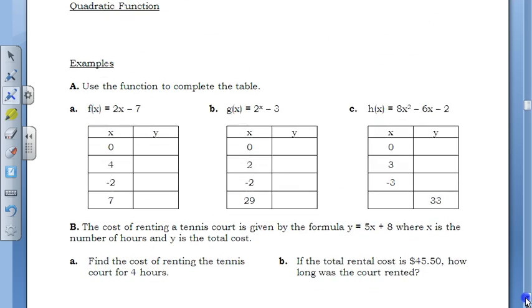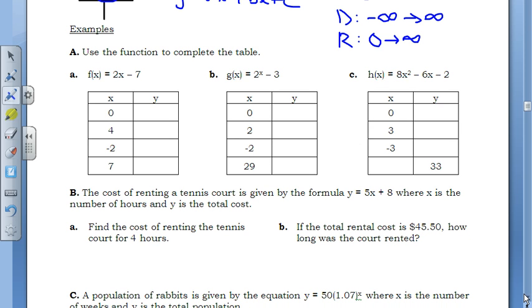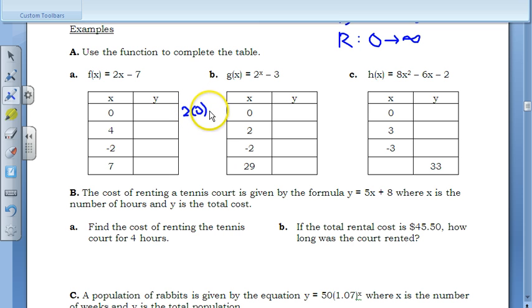So in the first example, I have three different functions. I have a linear function, an exponential function, and a quadratic function. And to evaluate those, we just put the number where the x is and get the answer. So this first box here would be 2 times 0 minus 7. And you don't need to write the work for all of these, but I at least want to draw out the first two so you get the idea of what I mean. You just keep putting the number where the x is and get the answer.